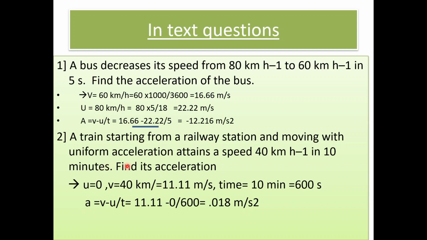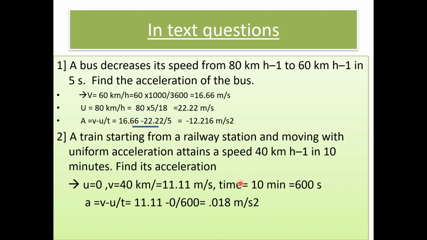Time is 10 minutes. So you have to convert it into seconds, and 40 km per hour into meter per second. 40 into 5 by 18, you will get this value. Put this in the formula: A is equal to v minus u by t. You will get 0.018 meter per second square as the acceleration.